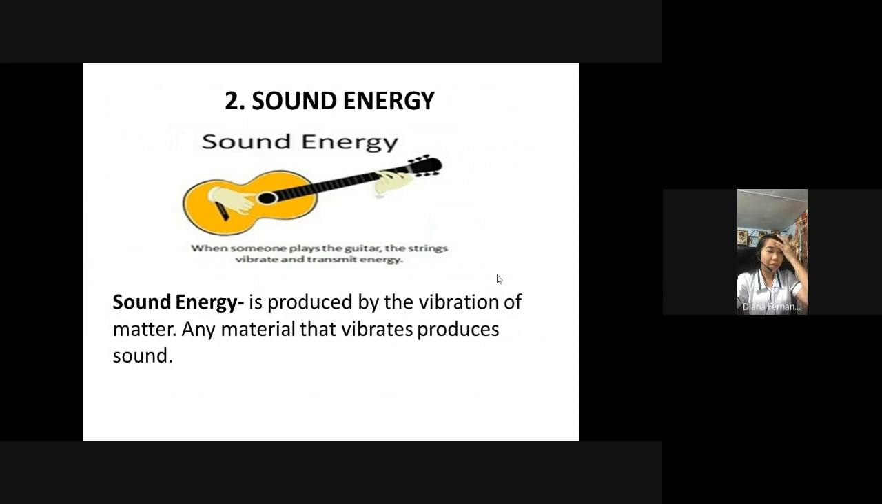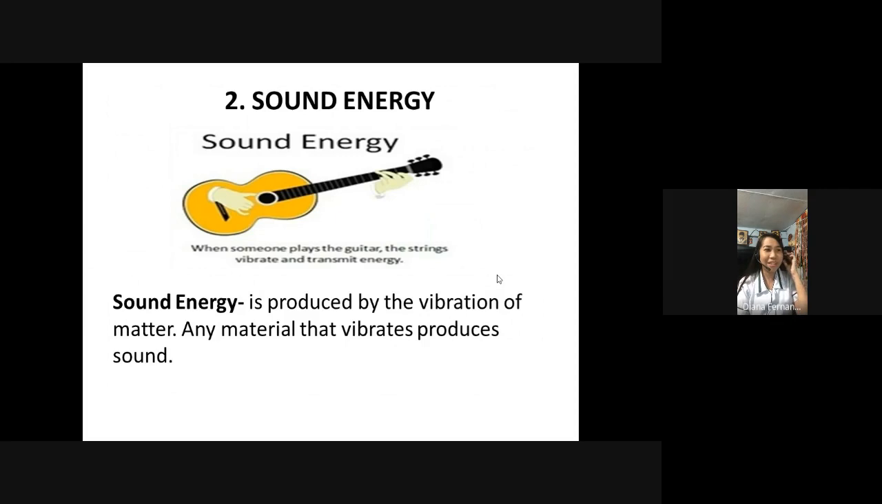Okay. So who can read about sound energy? Okay, Gian. Sound energy is produced by the vibrations of matter. Any material that vibrates produces sound.